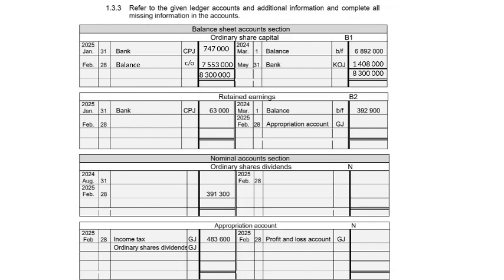So on the debit side of ordinary share dividends, we are going to write shareholders for dividends. That will go to the general journal. And the amount will be 430,000.